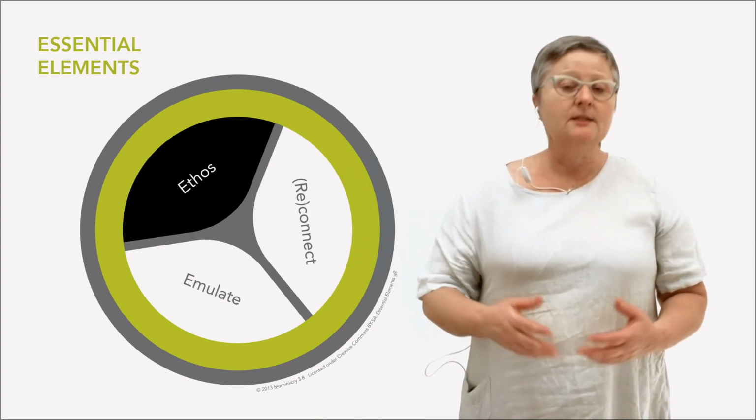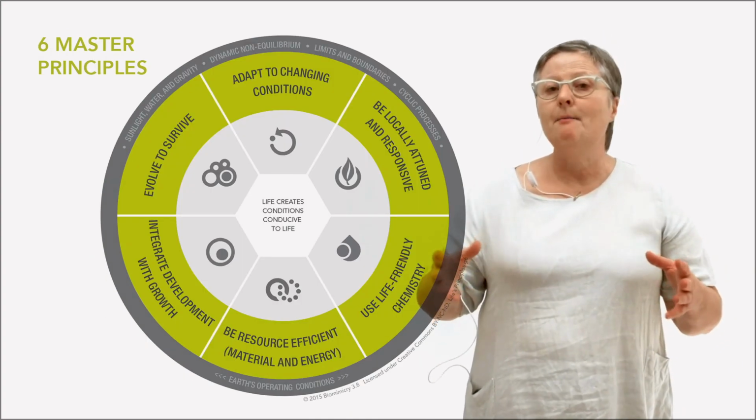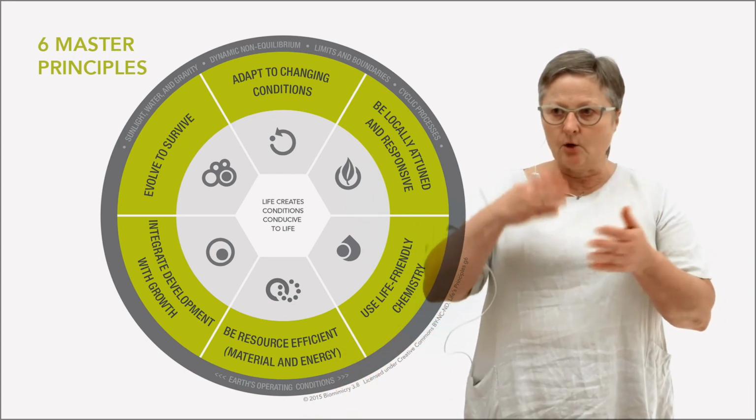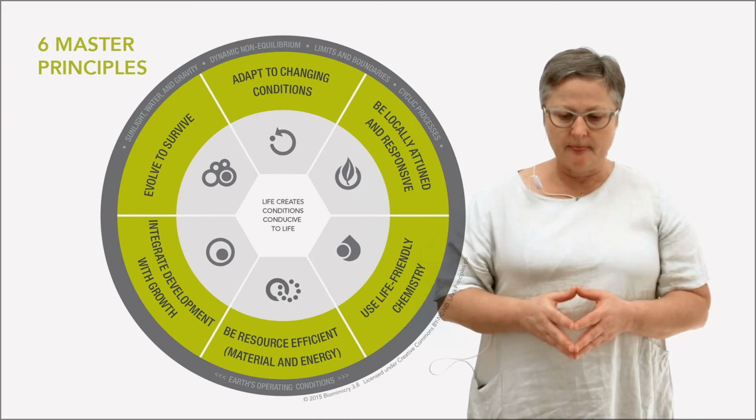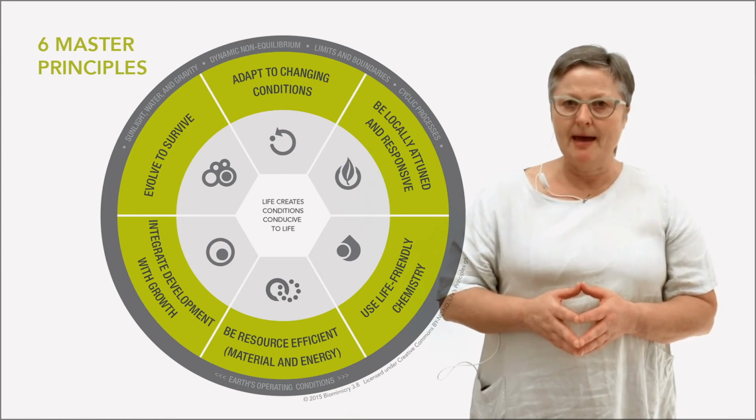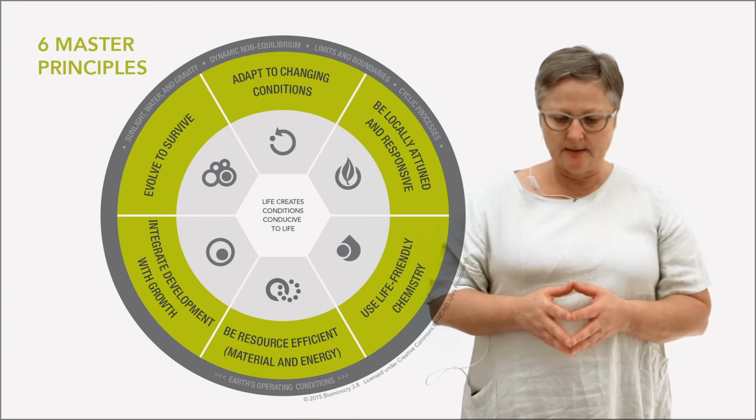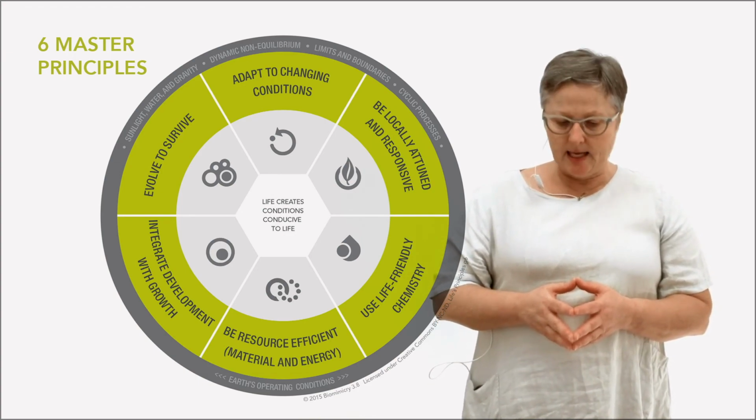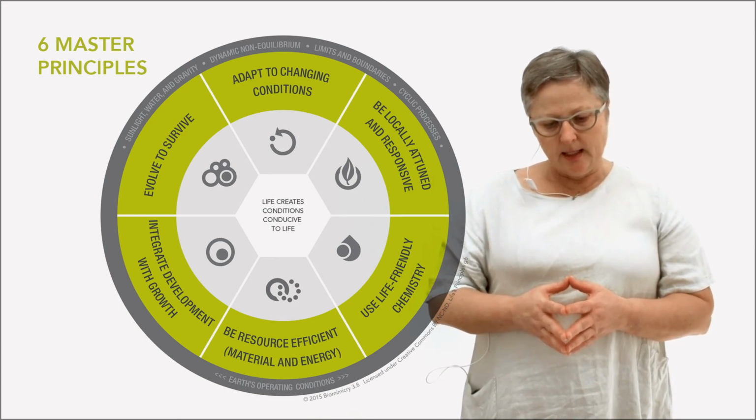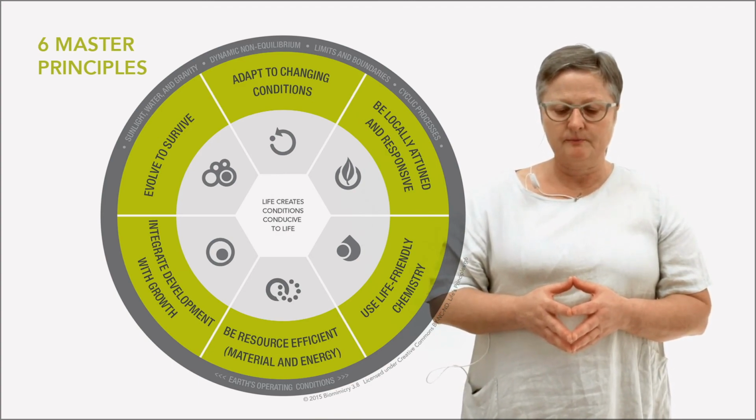So these 26 life principles are organized in 6 master principles and 20 sub-principles that are organized according to these 6 main principles. For instance, adapt to changing conditions is a master life principle. So is be locally attuned and responsive, use life-friendly chemistry, be resource efficient in material and energy, integrate development with growth, and evolve to survive.